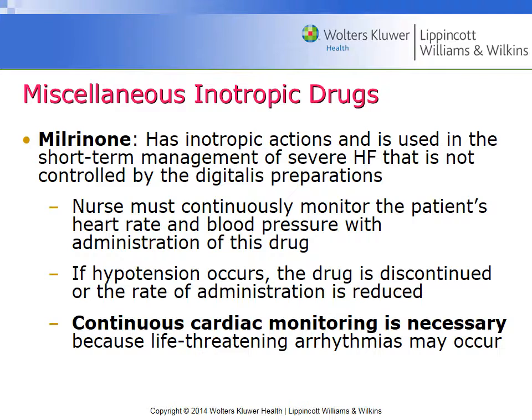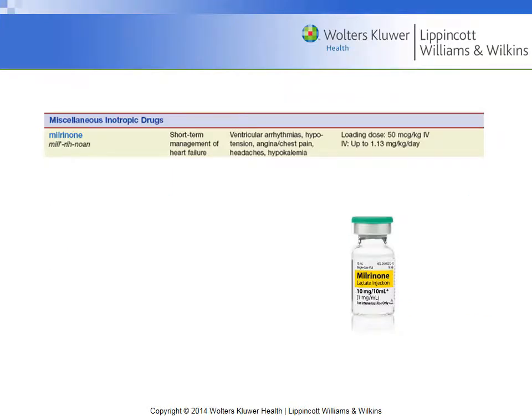The nurse has to continuously monitor the patient's heart rate and blood pressure while they're on this medication nonstop. So we're talking ICU here. If hypotension or low blood pressure occurs, the drug will be discontinued or the rate of administration will be reduced. So hypotension is a big risk with the administration of this medication. And again, continuous cardiac monitoring is absolutely necessary because life-threatening arrhythmias may occur. So this is our one medication. It's always given IV. Digoxin will be tried first, but then this one will be used if severe heart failure cannot be controlled with dig.